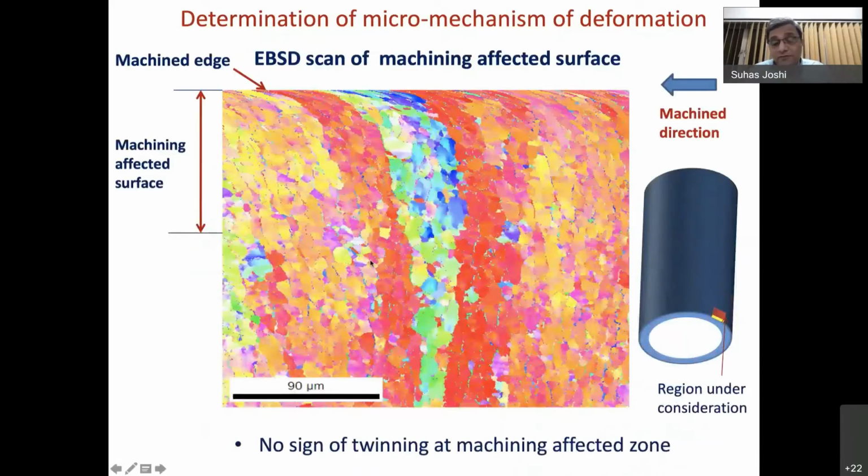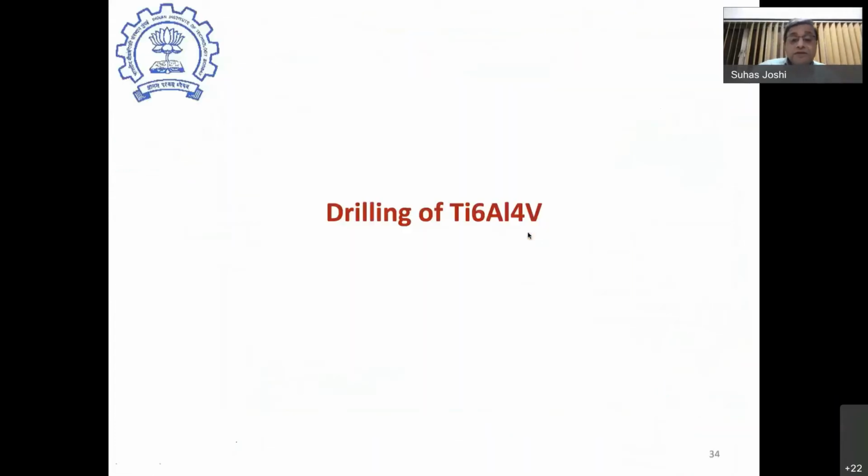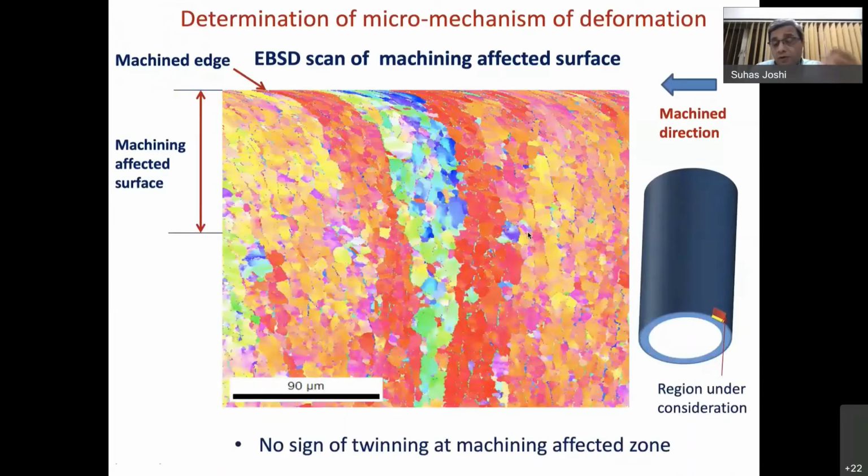This is one particular picture. We use it as a sort of landmark picture. This looks like a beautifully woven carpet, but it's a picture of a machined surface of titanium, and you can see that up to here the grains are elongated, and after this the grains are more or less globular in shape. So that's what we call the machining affected zone, and we quantify the machining affected zone in all these cases. So I'll not go into further details.